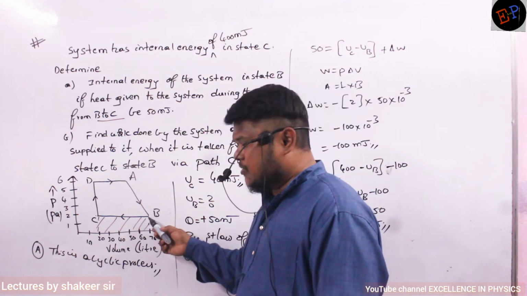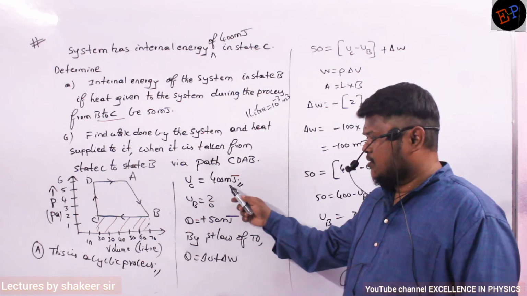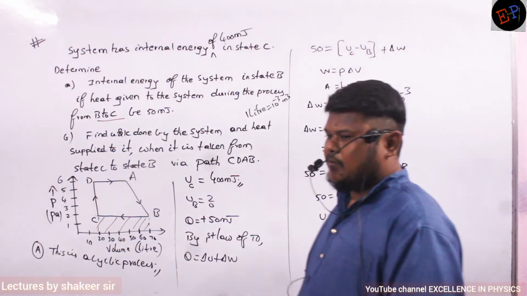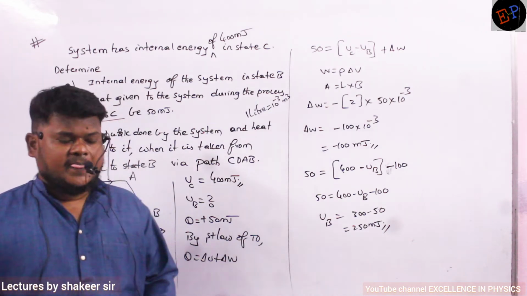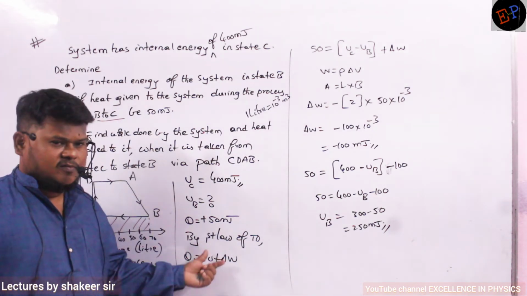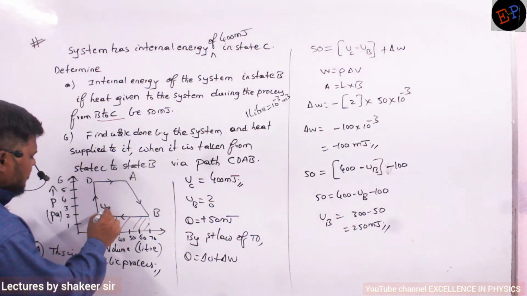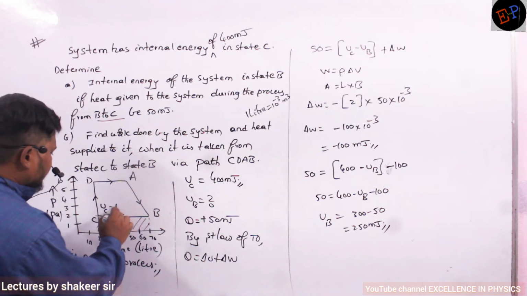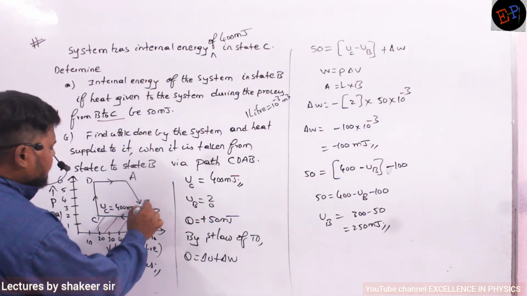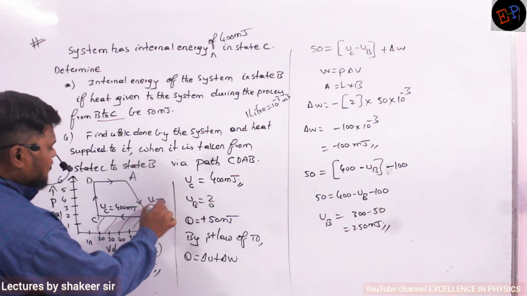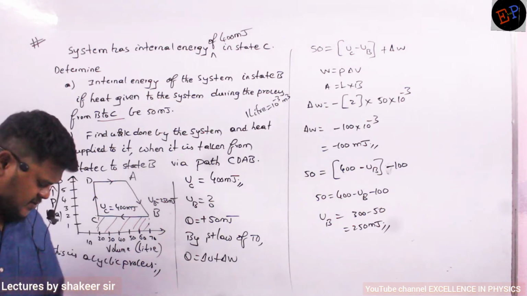So what is the internal energy at point B? Internal energy at point B is 250 millijoules, whereas internal energy at point C is 400 millijoules. Is it clear? By using which logic have we done this problem? By using the first law of thermodynamics: Q is equal to delta U plus delta W. So internal energy at point C is 400 millijoules, and internal energy at point B is 250 millijoules. Understood? Now try to do the calculation of the second question.